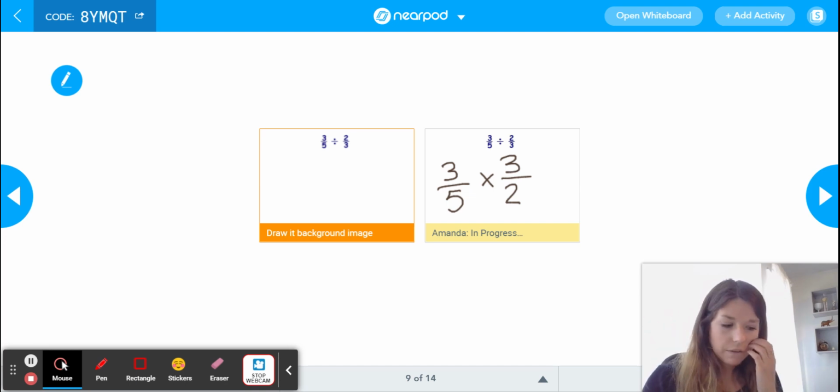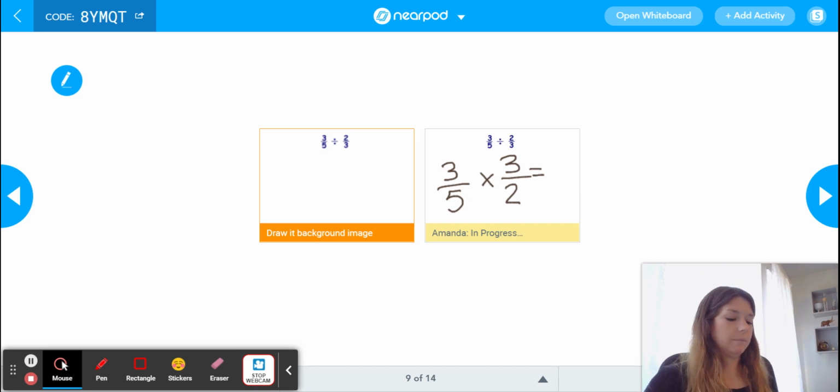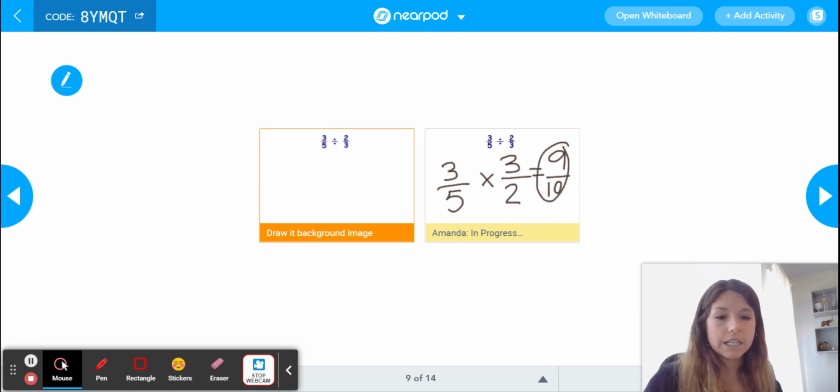And we know how to multiply fractions, so we're going to multiply the numerator straight across, multiply the denominator straight across. So we know 3 times 3 is 9, and 5 times 2 gives us 10. So our final answer is 9/10. Once we have those answers, we can click submit. And I see that we have the correct answer on the screen.